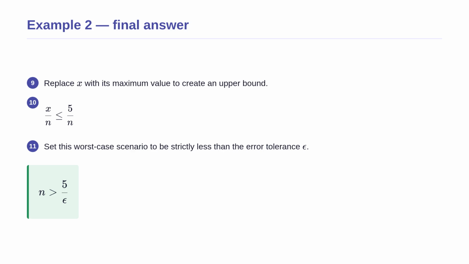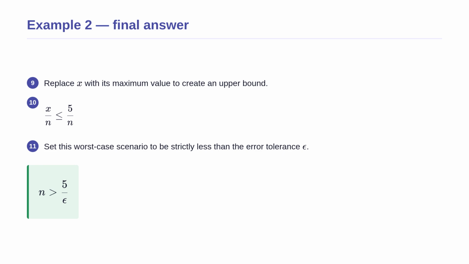This brings us to the final step of our uniform convergence check. By replacing x with its maximum possible value, we create an upper bound for our fraction, which is 5 divided by n. Notice the most crucial detail here. The variable x has completely disappeared from our worst-case scenario expression. This means our maximum error depends only on the step number n.